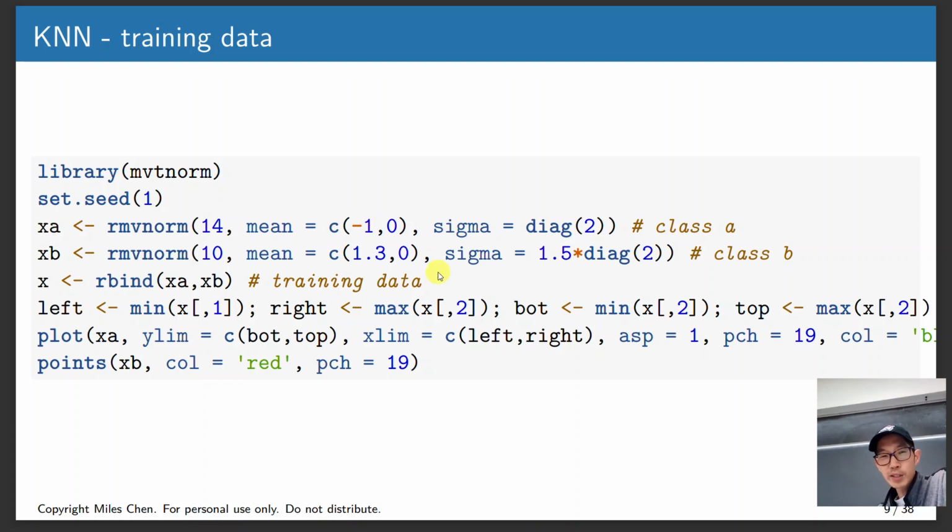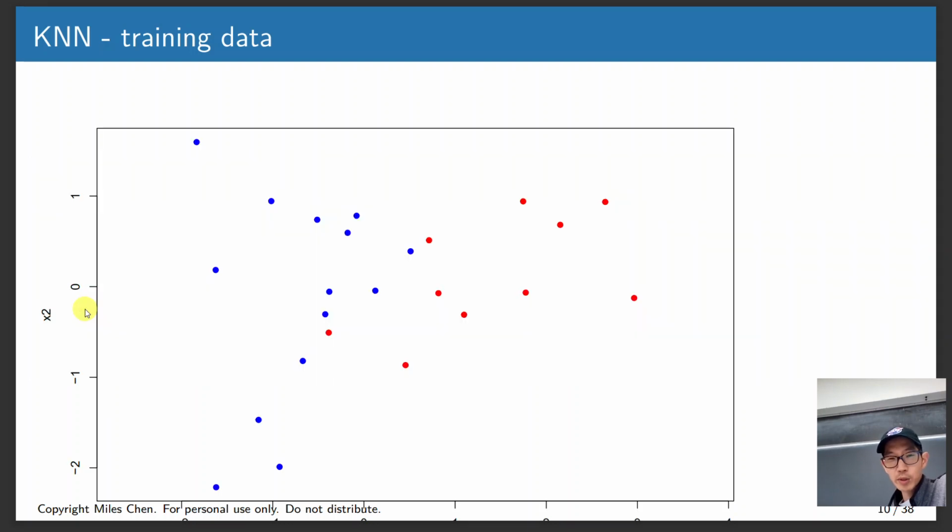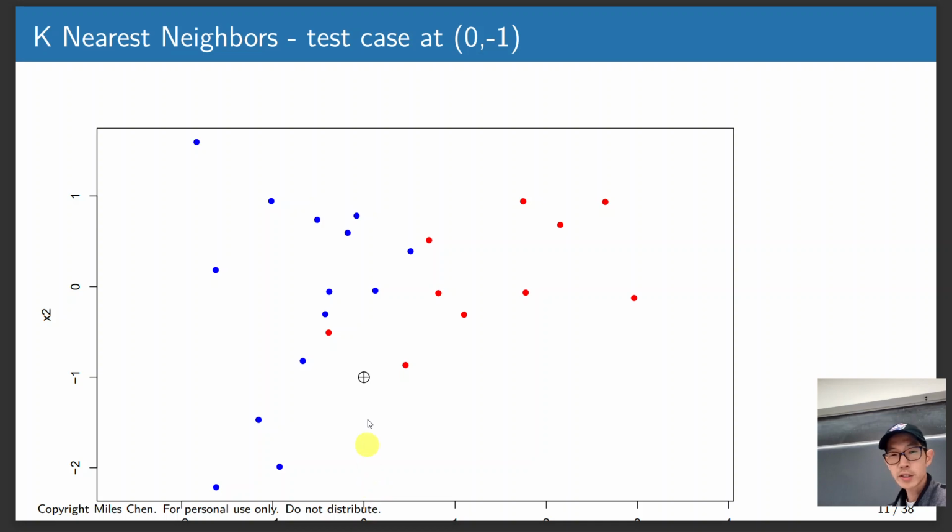But anyway, here I've just generated some values with XA and XB, and we're going to plot them. So I've got these red dots and blue dots, okay? This is our labeled training data, and we'll put in a test case right here. Looking at this dot, we ask, is this in the red territory or the blue territory? Okay, what do you guys think?